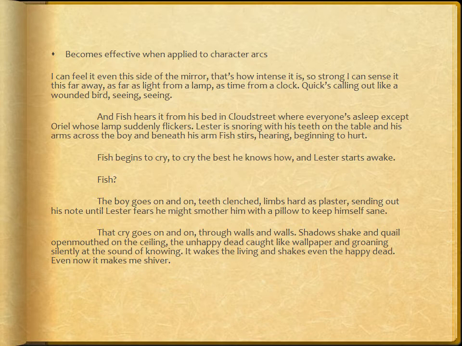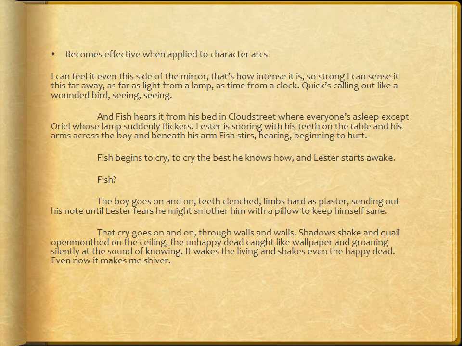I can feel it, even this side of the mirror, that's how intense it is. So strong I can sense it this far away, as far as light from a lamp, as time from a clock, quick's calling out like a wounded bird, seeing. And it continues on with Fish crying, and the boy goes on, teeth clenched, limbs hard as plaster, sending out his note until Lester fears he might smother him with a pillow to keep himself sane. And that cry goes on through walls and walls, shadows shake and quail, open-mouthed on the ceiling, and the unhappy dead caught like wallpaper and groaning silently at the sound of knowing. It wakes the living and shakes even the happy dead. Even now it makes me shiver.